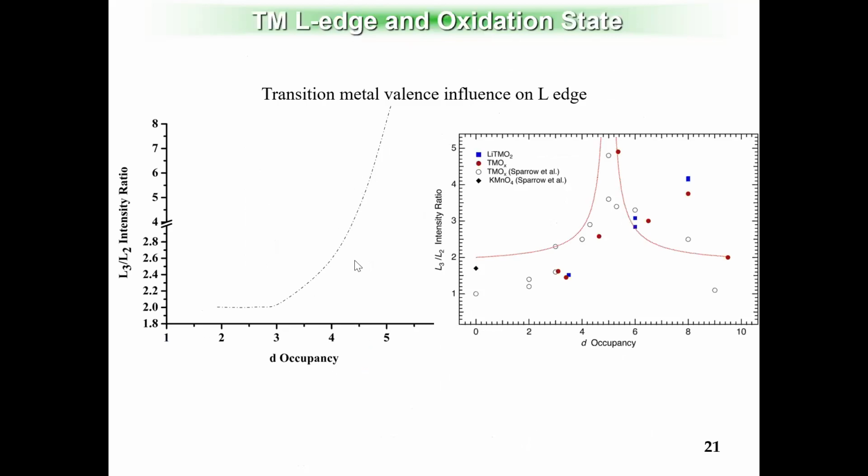So this is very well known, a kind of volcano shape, where the x-axis here is the d occupancy, because for one transition metal, if you have a different oxidation state, you have a different amount of d electrons occupancy, right? And you can see that we can quantify through this L3 to L2 white lines intensity ratio, right? So if I have different d occupancies, I should get a different L3 to L2 ratio, and I can quantify the oxidation state, right?